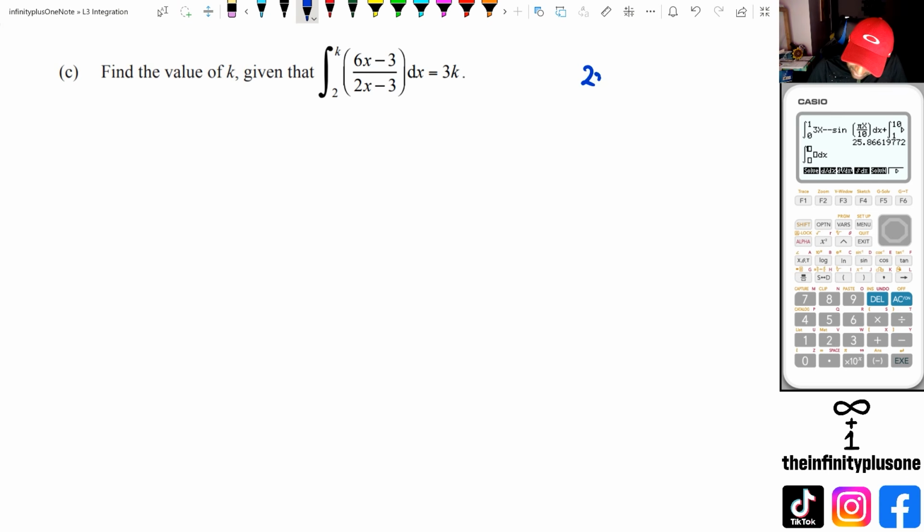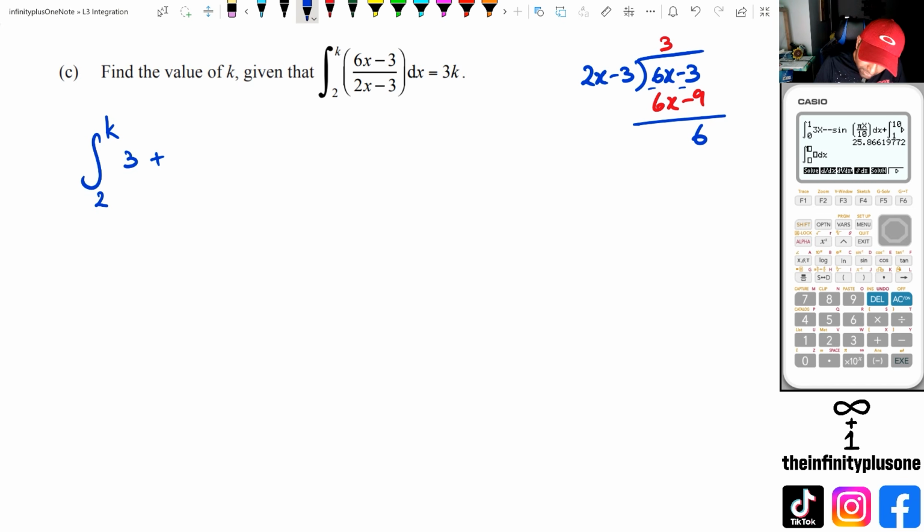But the way I do it is like I do long division, so 2x minus 3, and then I do long division of 6x minus 3. Basically I go 3, because 3 times 2x minus 3 is 6x minus 9, and this ends up becoming minus 3. 6x minus 6x is 0. Negative 3 minus 9 is 6. So basically I just rewrite this as k2. We're going to get 3 plus 9 over 2x minus 3. And of course this is equal to 3k.